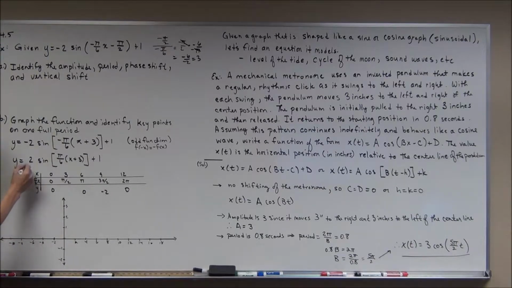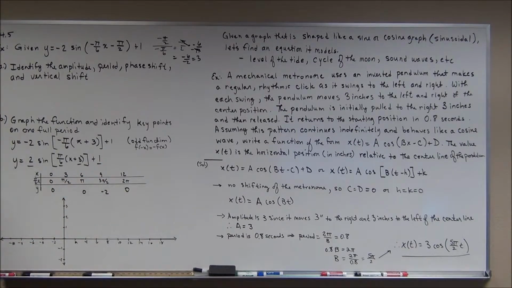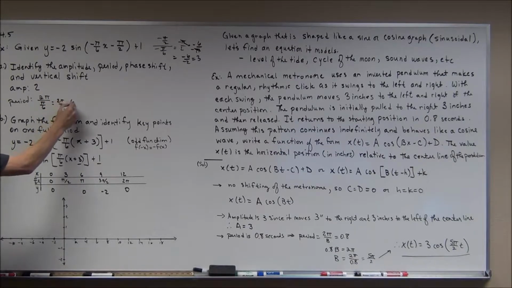So now, there's my value of A, there's my value of B, there's my value of H, and there's my value of K. I'm asked in part A to identify the amplitude, the period, the phase shift, and the vertical shift. Well, the amplitude is easy enough because it's the absolute value of 2, which is 2. The period, a little bit trickier, is the period of the parent function, 2 pi, divided by the absolute value of b, which in this case is positive pi over 6, which is 2 pi over 1 times 6 over pi, which is 12. So that would be the period there.